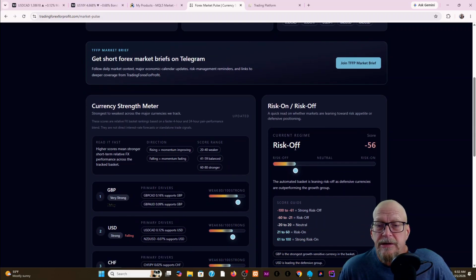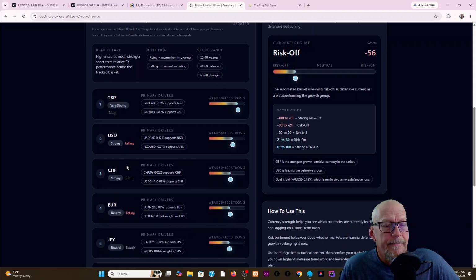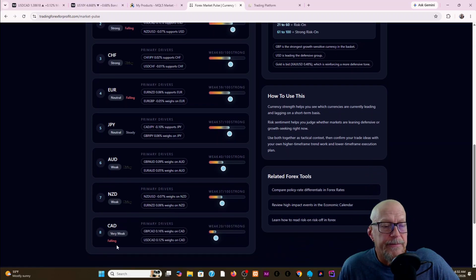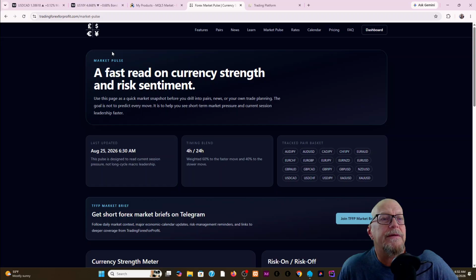We're at 56% risk off today, so it's not a whole lot going on. The British pound is on top, followed by the US dollar, followed by the Swissy, and then under here we have the yen, the Aussie, and the Pacific Rim, and the Canadian way down there. So that might give you an idea of what to do with the US Canadian today. Might be a good time to get in on that.